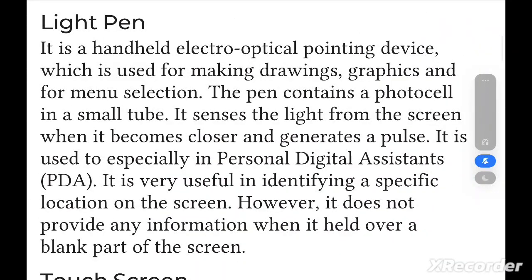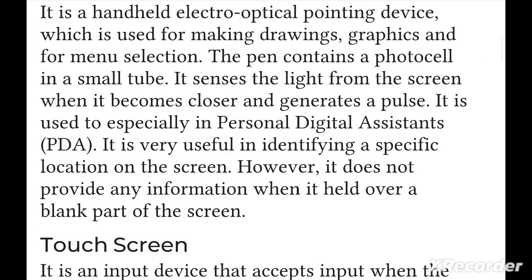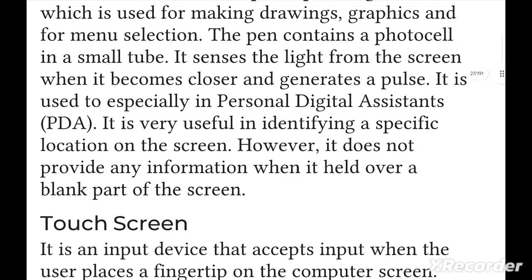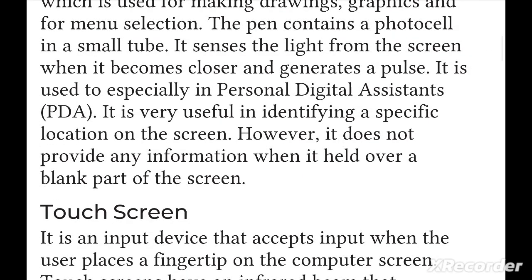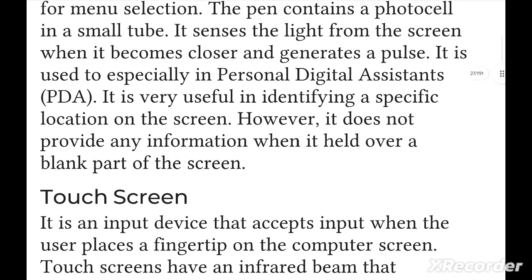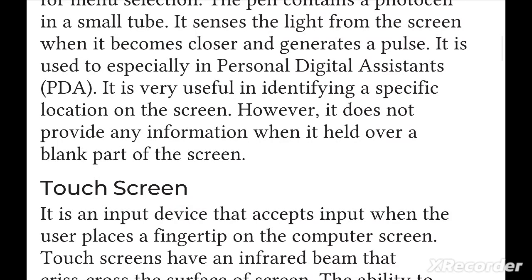Light pen. It is a handheld electro-optical pointing device which is used for making drawings, graphics, and for menu selection. The pen contains a photocell in a small tube. It senses the light from the screen when it comes close and generates a pulse. It is used especially in personal digital assistants, PDA. It is very useful in identifying a specific location on the screen. However, it does not provide any information when held over a blank part of the screen.